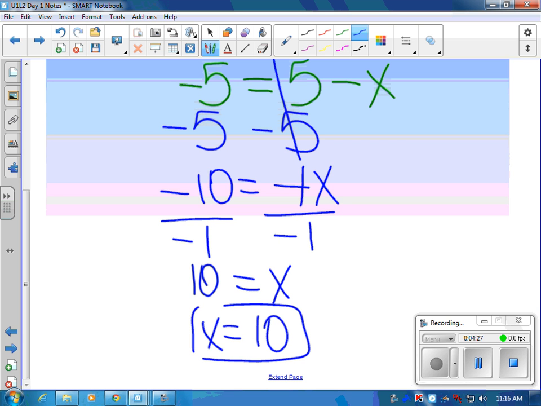Remember, I always want to see that variable on the left side for your final answer. I don't care how you solve it. If you want to move it to the right, move it to the right. But make sure your final answer has the variable on the left side.